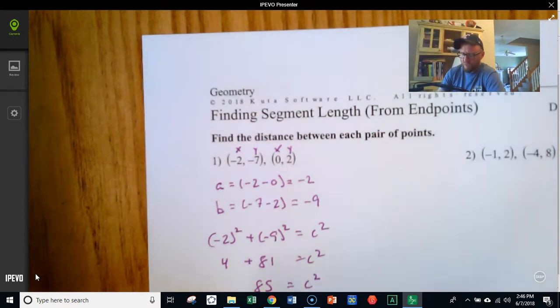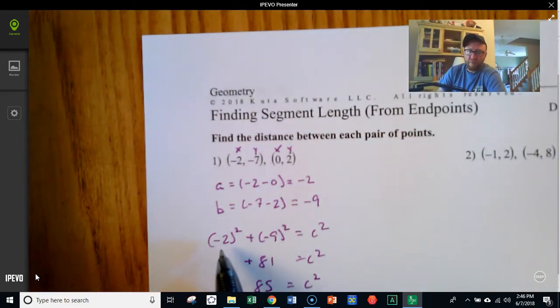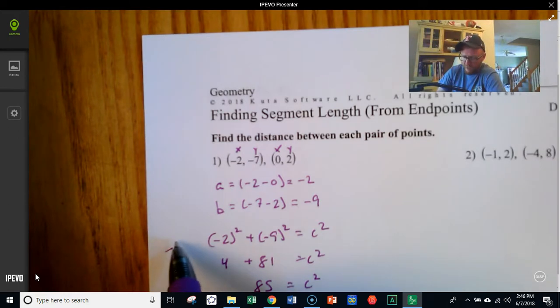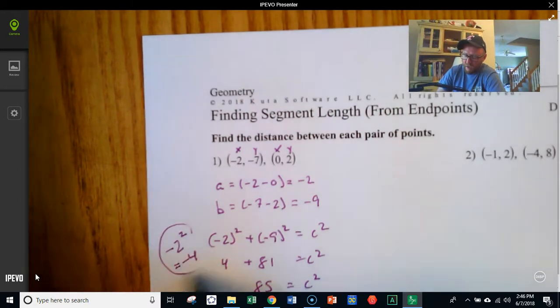One thing I want to watch out for is that oftentimes students will punch this into their calculator and get negative 4. If you type in negative 2 squared, the calculator follows the order of operations: it squares it and then makes it negative. It does the exponent first. So this would give you a negative 4.